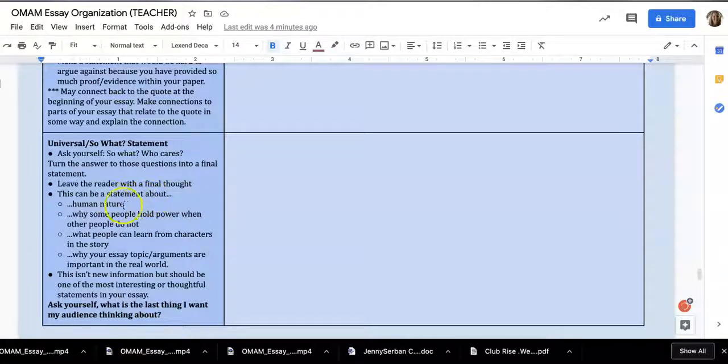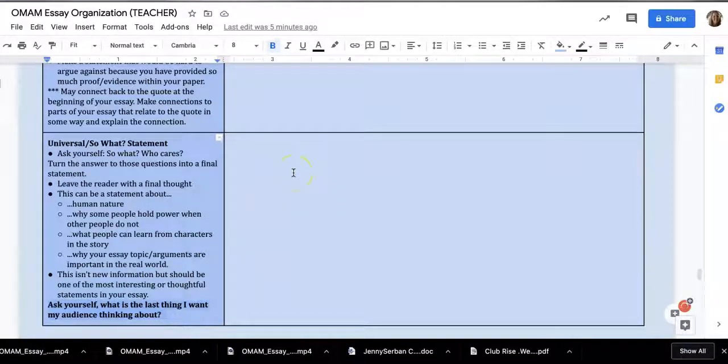So it can be a statement about human nature. It could be a statement about why some people hold power when others do not, or a statement about what people can learn from the characters in the story, or why your essay or topic or arguments are important in the real world. This isn't necessarily new information, but it should be one of the most interesting or thoughtful statements in your essay. So again, ask yourself, what is the last thing I want my audience thinking about? And that should be whatever it is for your final statement.